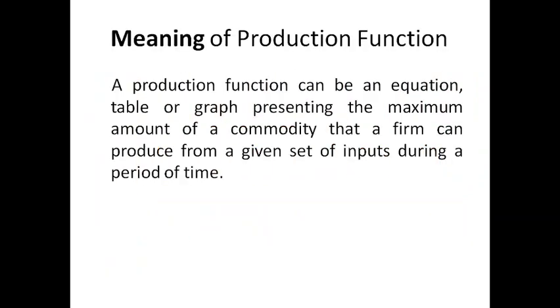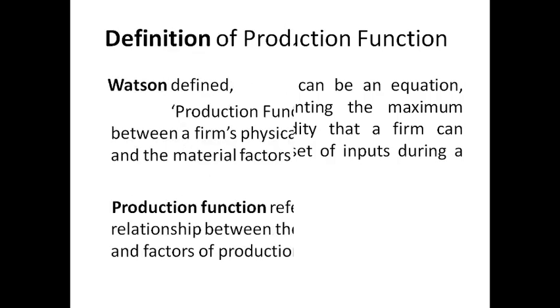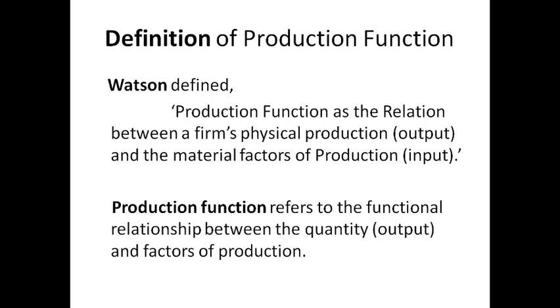Production function can be an equation, table or graph presenting the maximum amount of commodity that a firm can produce from a given set of inputs during a period of time. If we discuss the definition, Watson defined production function as the relation between a firm's physical production, meaning output, and the material factors of production, meaning input. In simple words, production function refers to the functional relationship between the quantity of a product and factors of production. Okay?